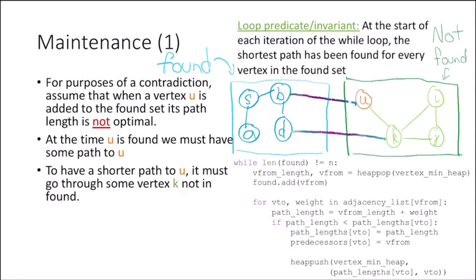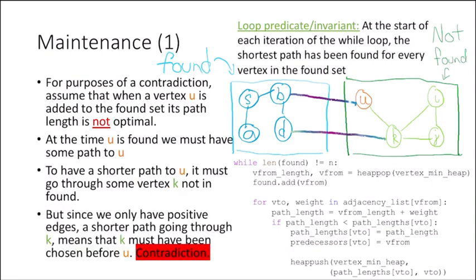Well, that means we have to go through some other vertex. But since we only have positive edge weights, we know that this part has to be greater than or equal to 0, meaning that the only way that this path could be shorter is if this path, not all the way to u, so to K, is shorter than this path. But we know we're guaranteed that the path to u is the shortest path because that's exactly what we pop off the heap, the next shortest path. So that's a contradiction to our supposed unoptimality of our path going from S to B to u.